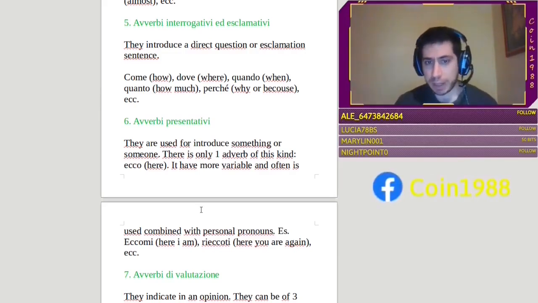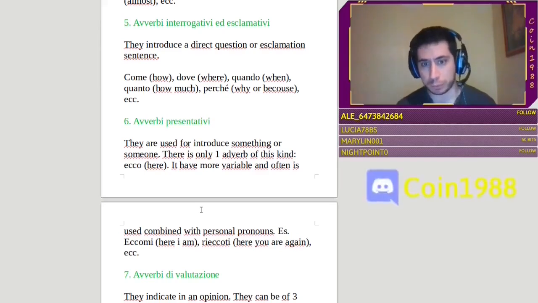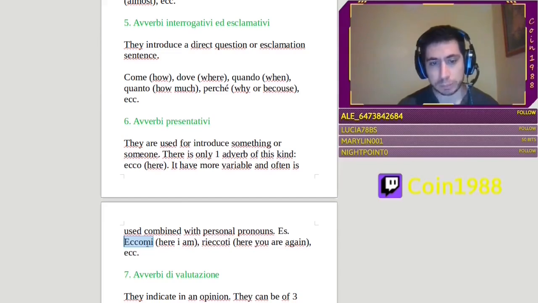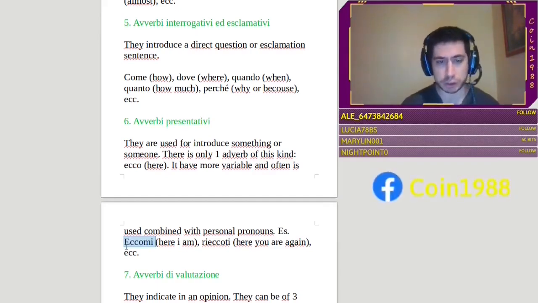But it has more variables and is often used combined with personal pronouns. For example, eccomi. You have ecco, that is the verb, but it is combined with mi, that is a personal pronoun. In fact, this means here I am, but you can use all the pronouns. I did this example to explain, but you can use it with ti, she, etc.